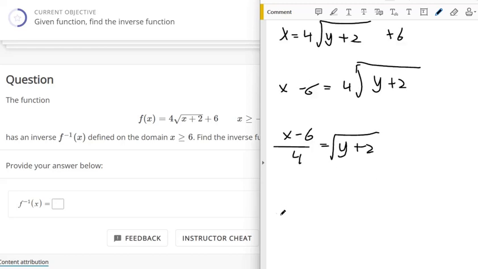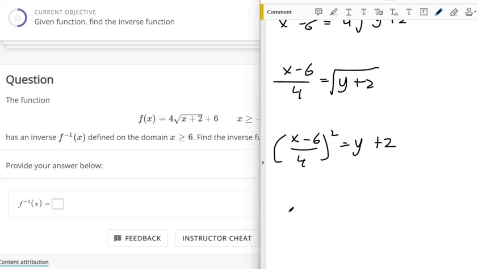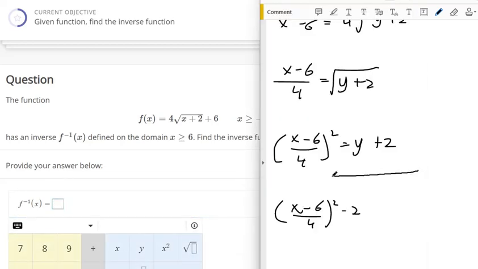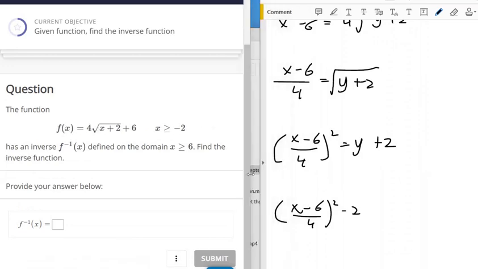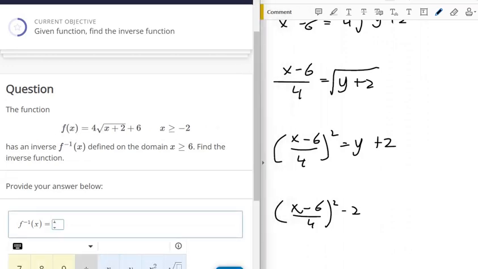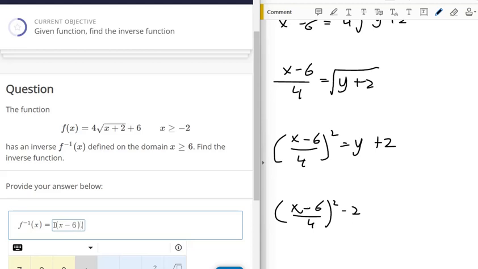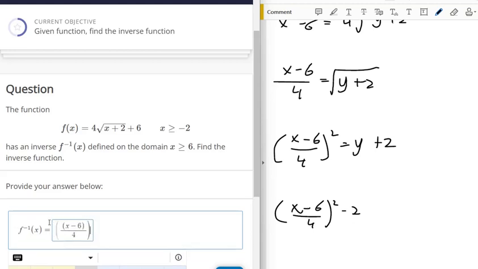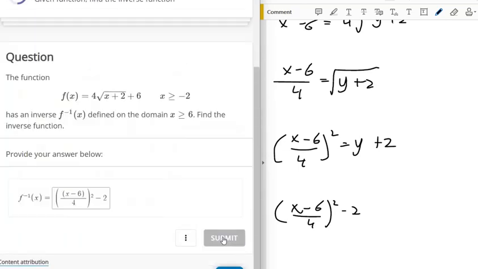To get rid of the square root, I got to square both sides. But when you square both sides, you don't have to worry about the plus or negative. And then the last step is to subtract that 2 from both sides. So that's our inverse. I'm putting that in parentheses, that way I can get a fraction by typing. So we've got to wrap the whole thing in an exponent. And minus 2. I think we got it.